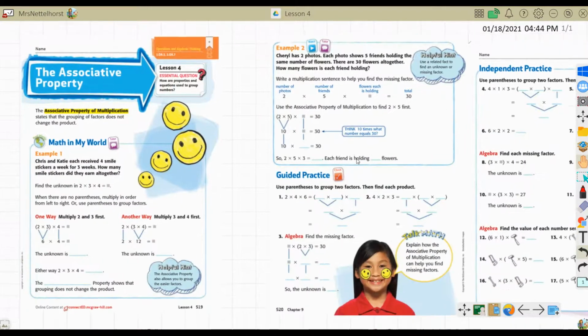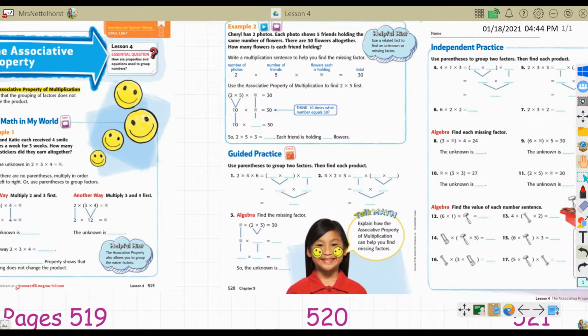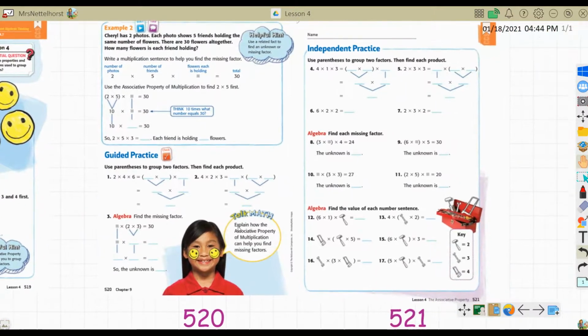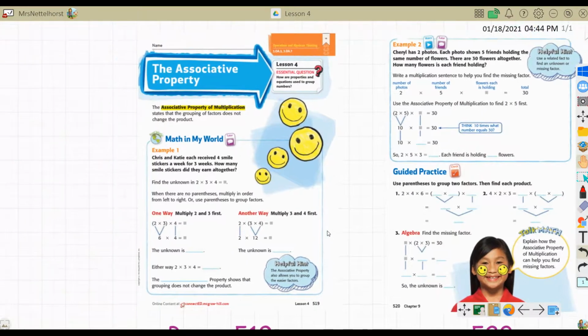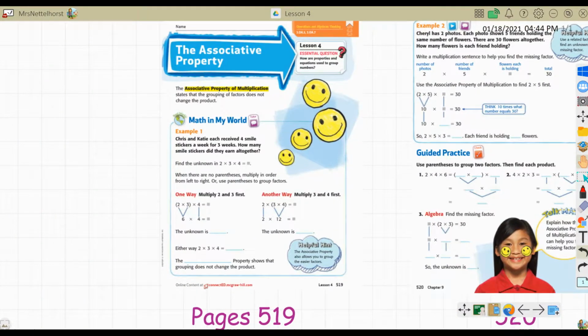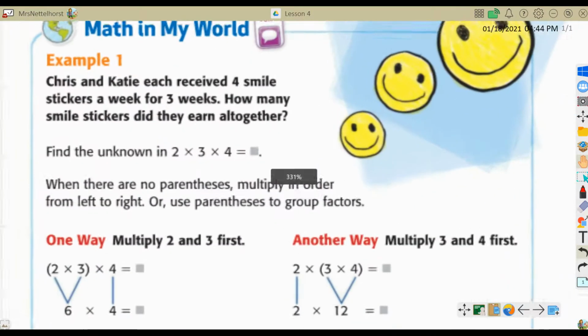Let's take a look at our pages for today. We're going to be doing pages 519, 520, which is covered up by this thing. Let me hide that. And 521. So let's start with page 519.